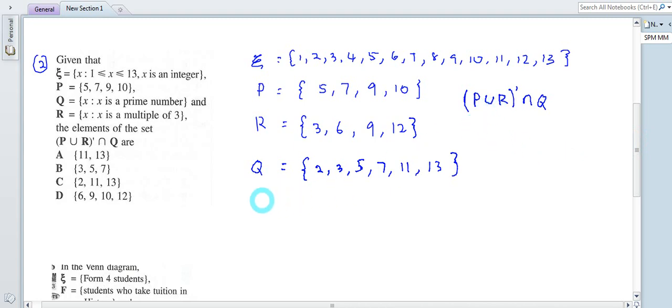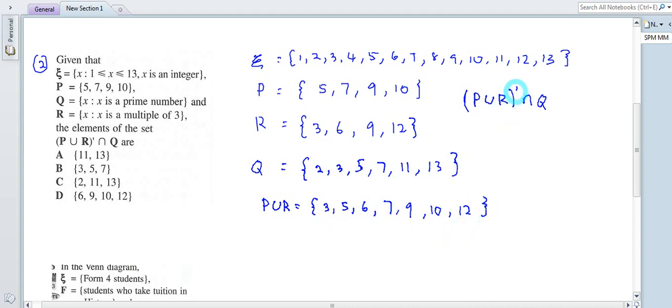So P union R. I just write down all the elements for P union R first. P union R is very easy, means P plus R. So you have 3, 5, 6, 7, 9, 10, and 12. Okay, correct. Okay, this is P union R.